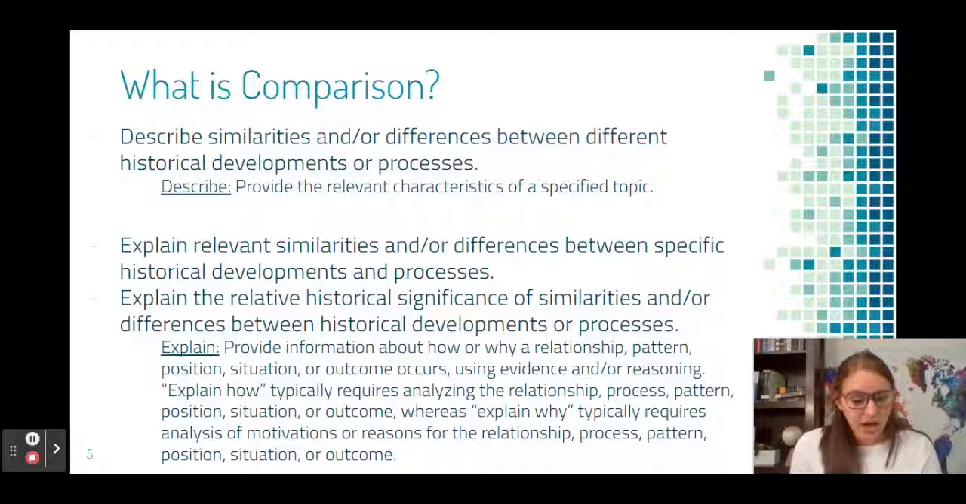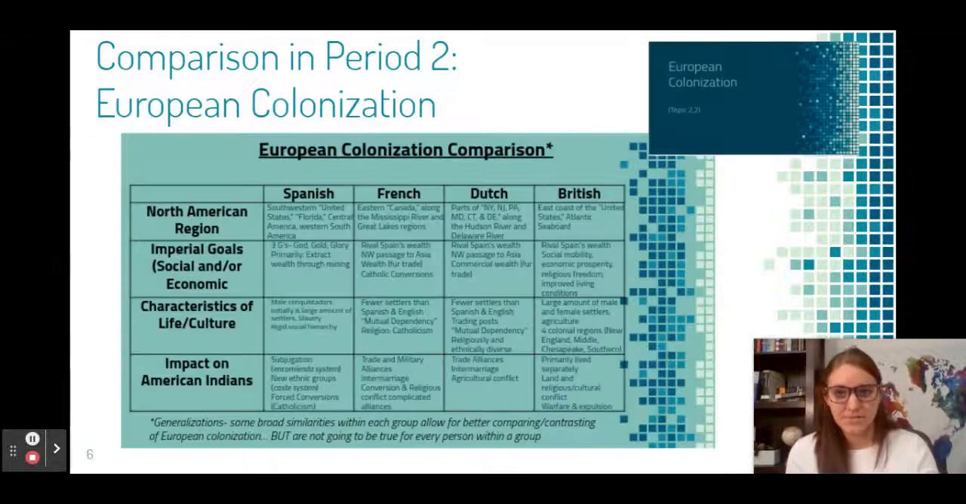So, according to the College Board, this is what comparison is: describing the similarities or differences between different historical developments or processes, explaining the relevant similarities or differences, explaining the relevant historical significance of those similarities or differences. So, it's really important to note that similarities and differences are going to almost always be used together. And so, you want to make sure that you're really doing both of those things.